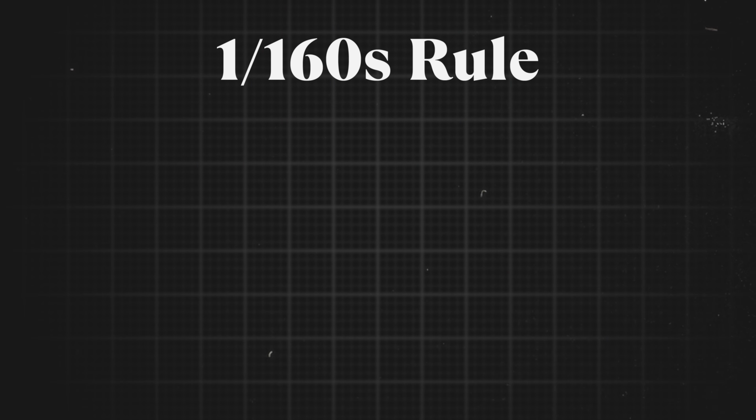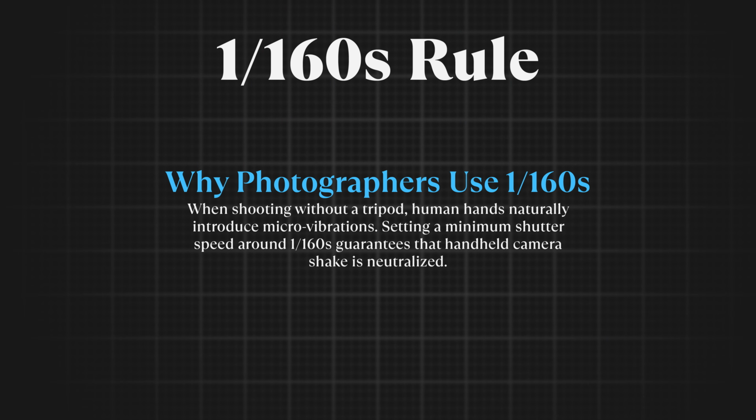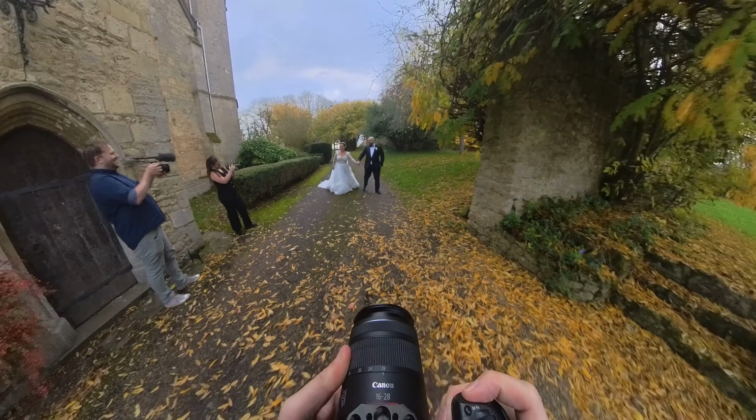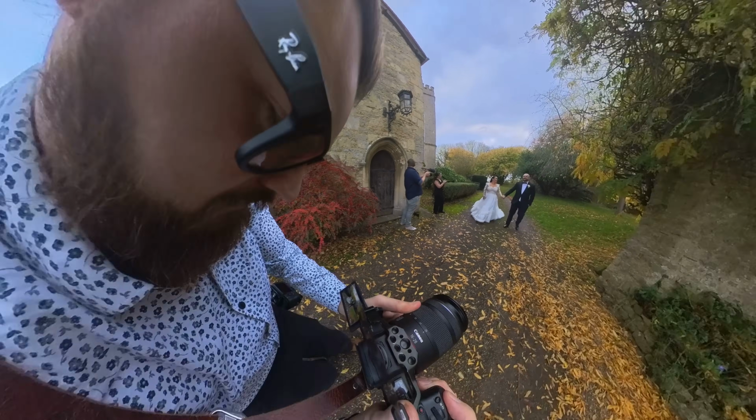The first one is never shoot slower than 1/160th of a second if you are hand holding your camera. So if you're shooting at a 50th or a 20th of a second, it's super easy to slightly move your hands and introduce motion blur from physically carrying your camera. So if you're finding you're getting motion blur by moving, never shoot slower than a 1/160th of a second unless you're using a tripod.